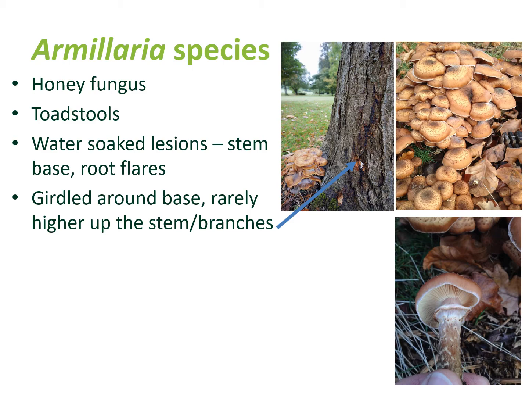Armillaria commonly girdles the base of the trees, causing the top of the tree to die. It's very rarely seen higher up the stem or in the branches. Now this can be a point of difference from Phytophthora. As we saw with the beech trees, you can get tar-like spot bleeds much higher up the stem. This wouldn't be expected to be seen with Armillaria.